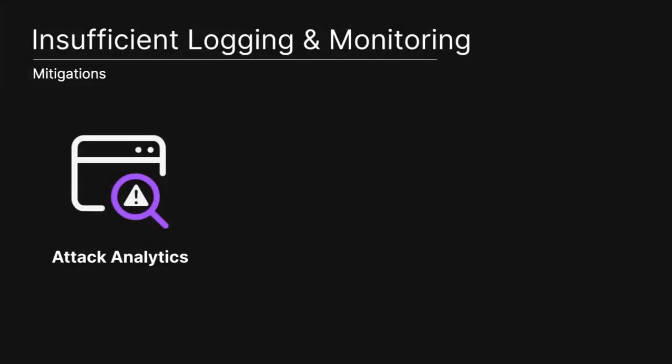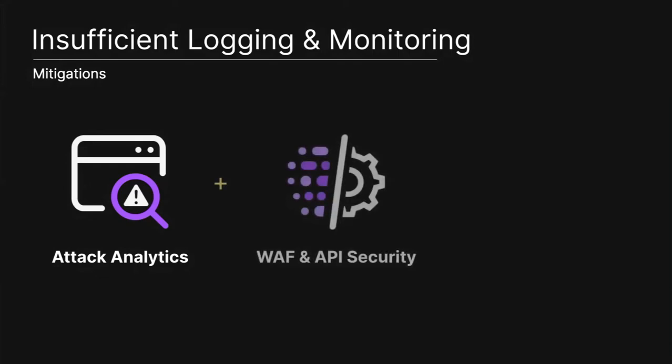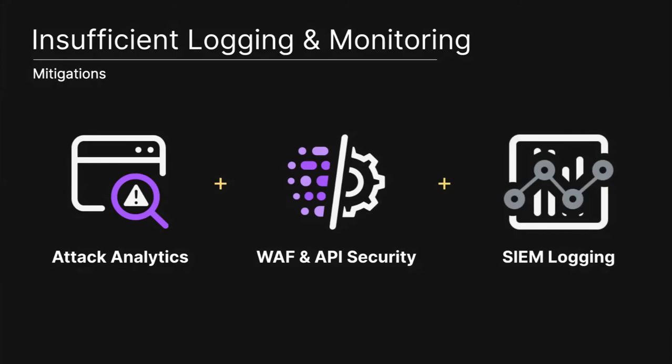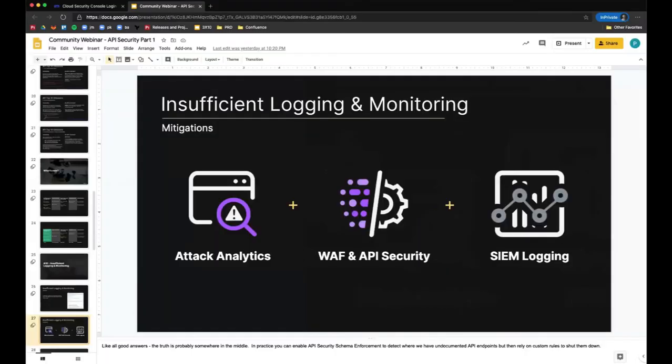All right, so let's look at the mitigations. Now, first and foremost, we have attack analytics. I'm going to jump in here. I'm going to show you all these, but I'm just going to set it up right now. Then we look at the WAF plus API security capabilities, and then we look at SIM logging. These are the three controls that I recommend always having in place for all of your APIs. And so let's jump in here real fast and talk through why.